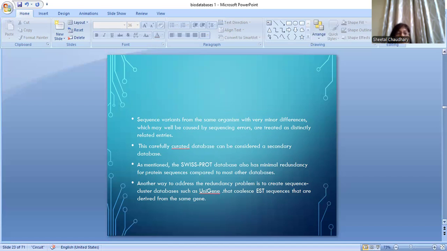As mentioned, the Swiss-Prot database also has minimal redundancy for protein sequences compared to most other databases. Another way to address this redundancy problem is to create sequence cluster databases such as UniGene that collate EST sequences that are derived from the same gene.